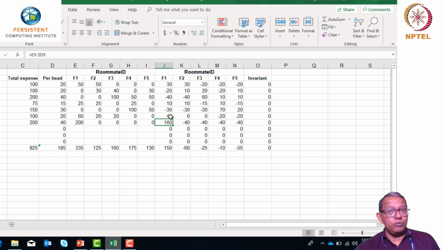His or her share of rupees 40 has been subtracted from 200, and therefore 160 is the excess amount. Quite obviously, the others have to pay rupees 40 each. There are 4 of them, therefore 160 rupees totally have to be paid by the other 4, and our friend who has contributed must receive 160 rupees. The invariant is therefore 0.